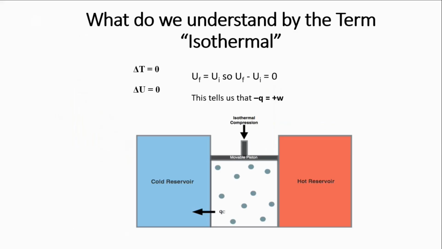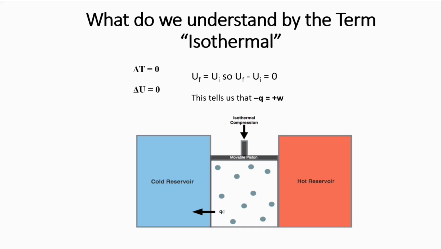Let's just explain something that is very important. Isothermal. Let's get a little bit deeper into this. Isothermal means constant temperature or same temperature. That is, delta T is equal to 0. Now, when delta T is equal to 0, the internal energy is also fixed. That is, delta U is equal to 0.